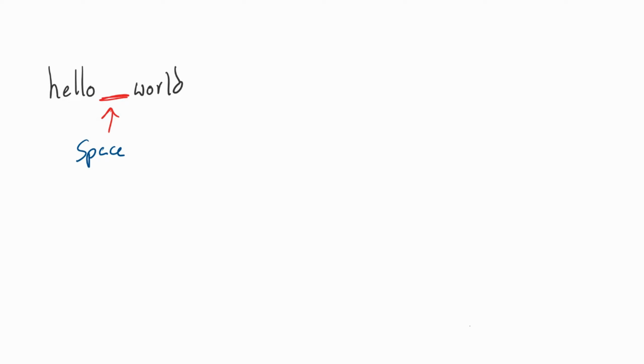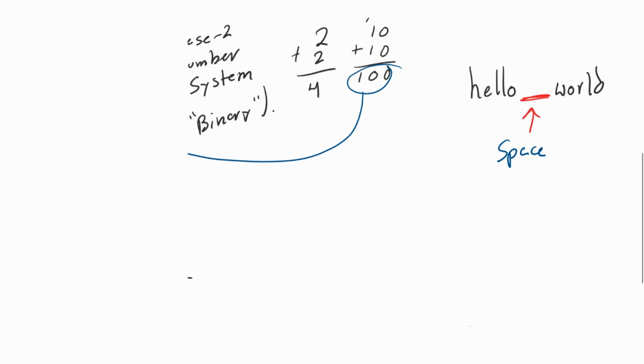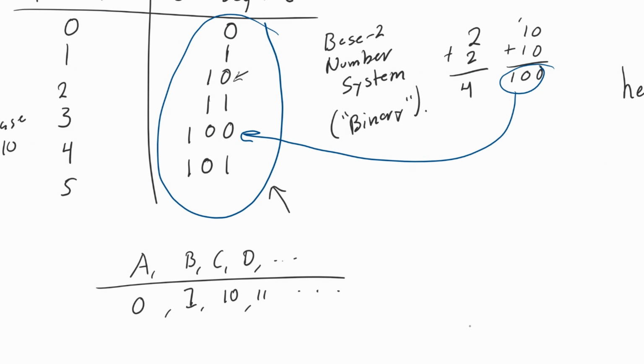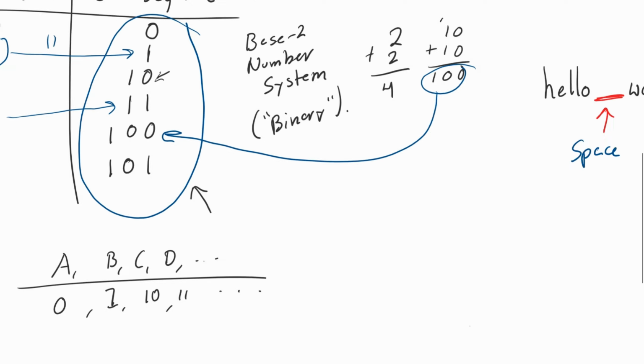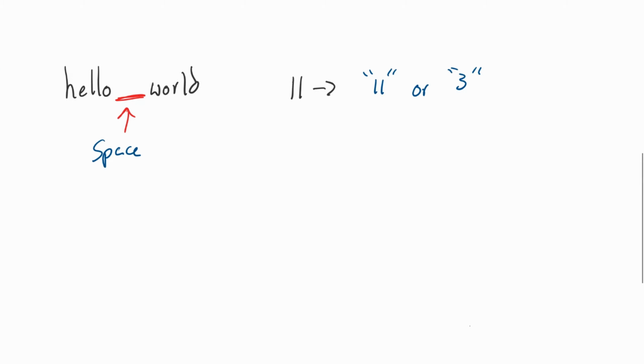What happens in a computer when you have something like this? 1, 1. Does this mean that we have a literally 1 followed by another 1? Or is this the number 3? So remember, if I go back here to our table, the 3, which is right here, was a 1, 1. But what if I have two of these stacked right next to each other? 1, 1. How does the computer know which one to do?